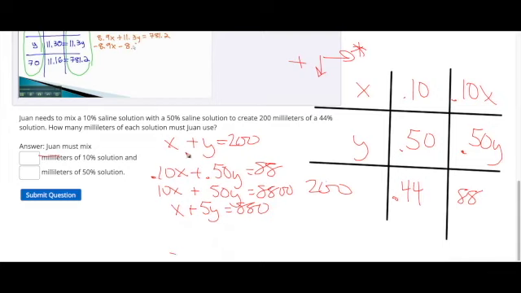But I also notice here I have x plus y equals 200. Okay, so if I subtract one from the other, right, I'm going to get x minus x, because it'll be gone.